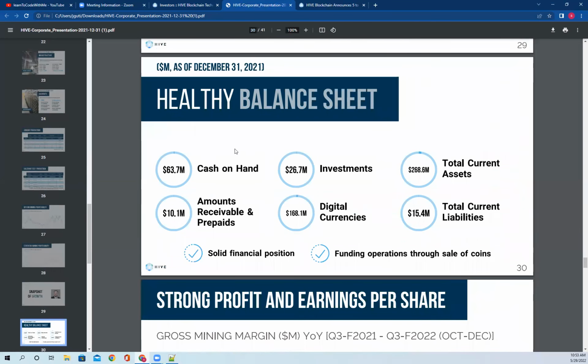And so on slide 30, this is what their balance sheet looks like. This is just a pretty excellent balance sheet, in my opinion. Not only do they have cash on hand for operations, so they wouldn't need to take out debt to finance their existing operations, but they also have 168 million in Bitcoin equivalents. This is both Bitcoin and Ethereum, but let's just call it 168 million in Bitcoin. This is as good as cash.